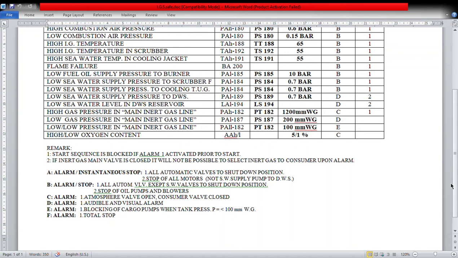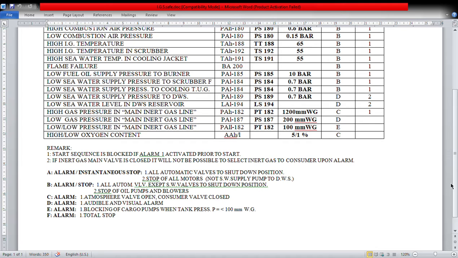Hello everyone. So in this video we are going to discuss IG alarms and trips. I had a couple of queries regarding this, and this is the most favorite question of the surveyor, and it is very important also. We all have been working on tankers, so we are very much familiar with the IG inert gas system.